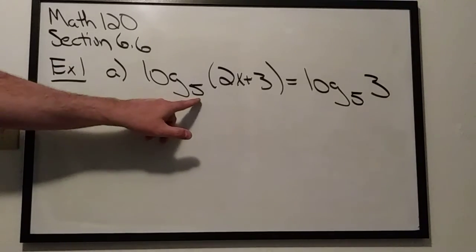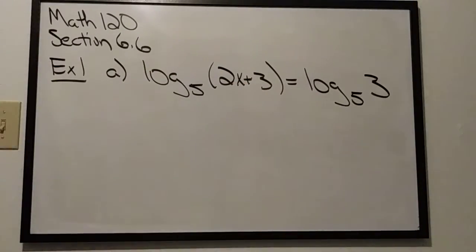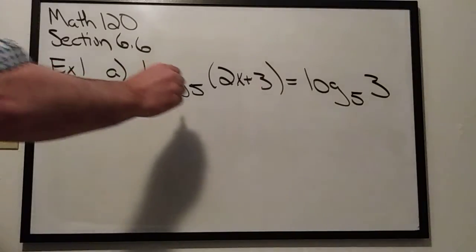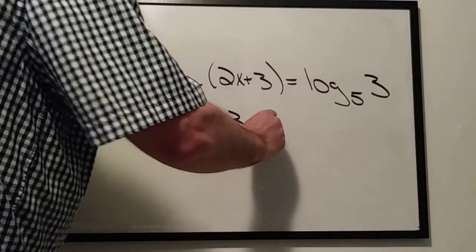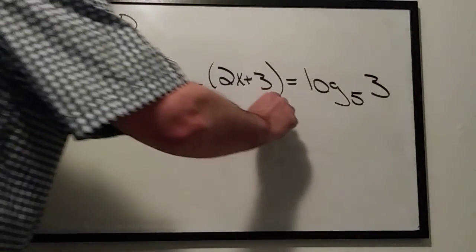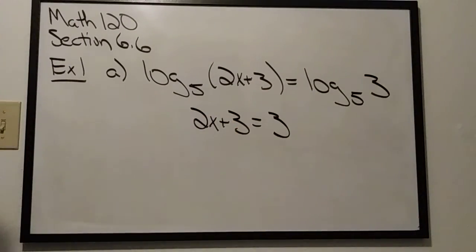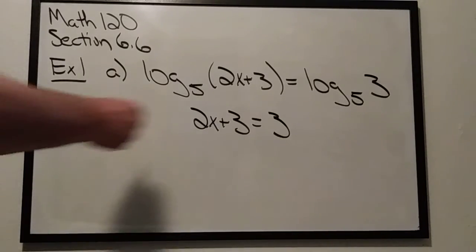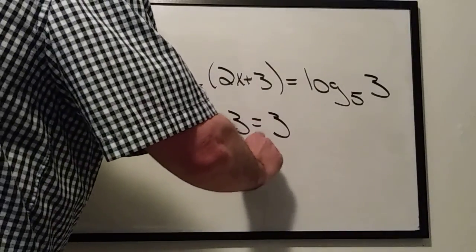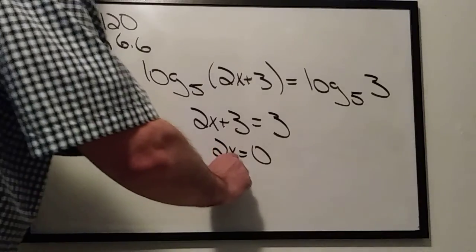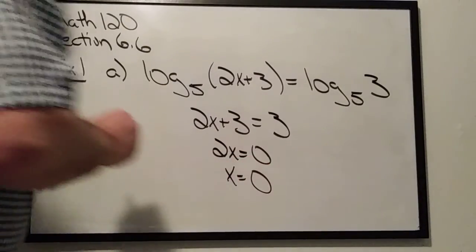We have the base of 5 on the left and the base of 5 on the right. We do have the same base, so the argument on the left, 2x plus 3, has to equal the argument on the right, which is 3. By doing that, we now have a nice linear equation that we can solve. I'll subtract 3 from both sides. I get 2x is equal to 0, divide both sides by 2, and I end up getting x equals 0.